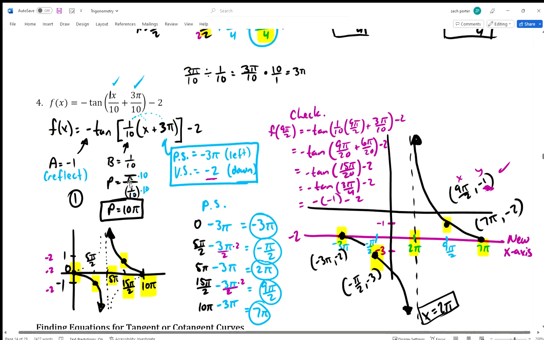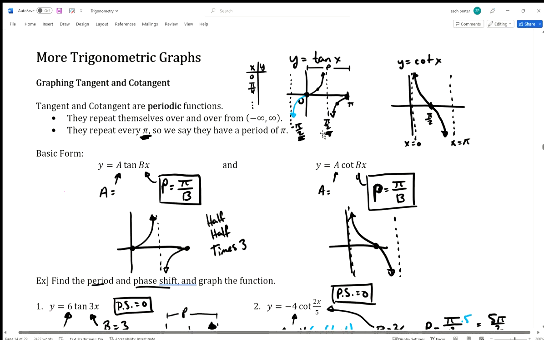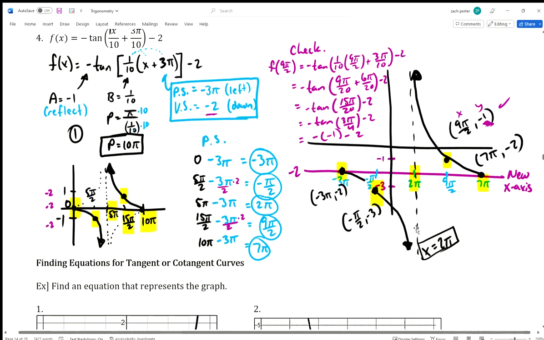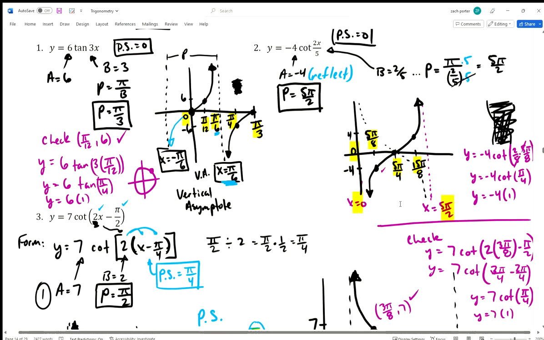One common mistake is the period, accidentally doing 2 pi instead of just pi. So again, always be careful of that. Let me scroll one more time here. The tangent and cotangent always have period pi over b. So whatever b is, pi divided by it. Okay, so that's that though. There's our final graph.